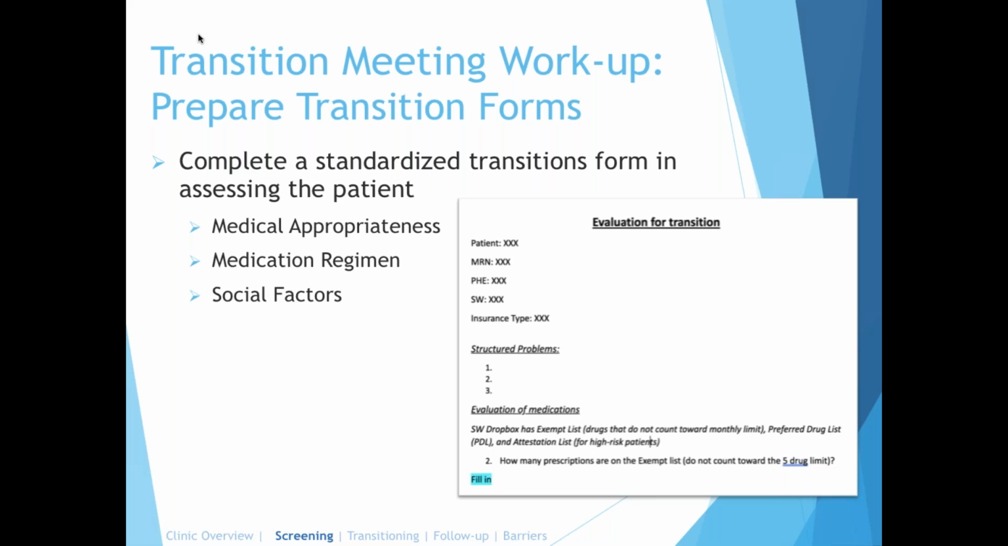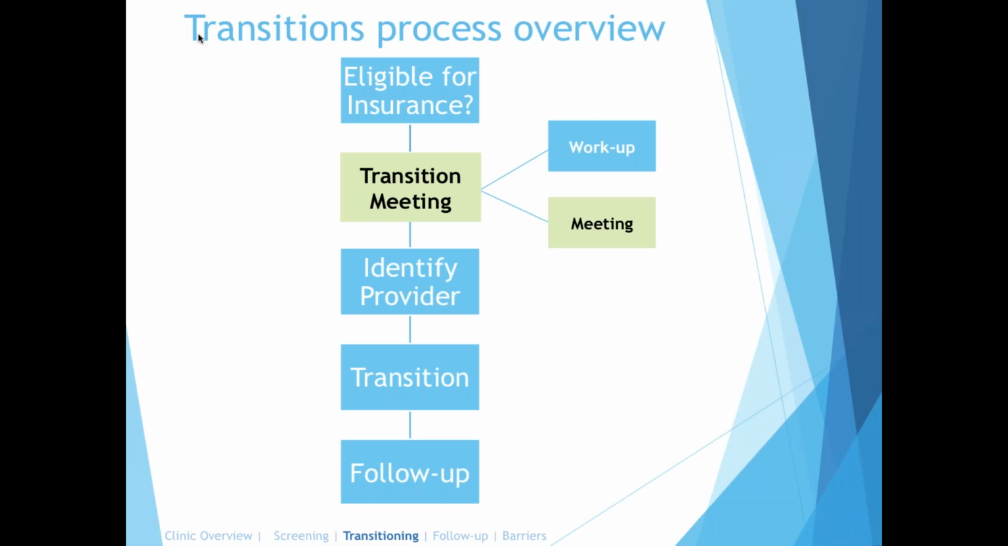We also discuss their social factors, things like family structure, living structure, access to food, access to transportation, things like that, so that we can present as clear and accurate a picture as possible when discussing with the rest of our team. And with that, I will pass it off to Michelle to talk about what actually happens in these transition meetings.